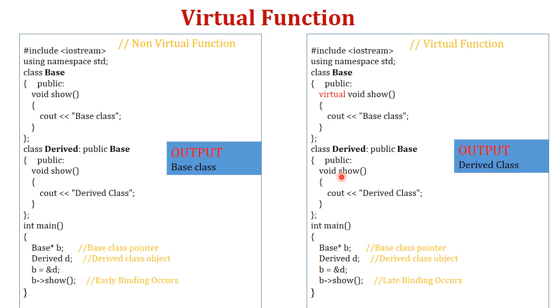Now the derived class will override the base class function. Now the pointer variable is created from the base class, and the derived object is created from the derived class. Now the pointer variable holds the address of the other object. Now again b dot show. Automatically what will happen? The derived class function overrides the base class function. So what is the result now? It will print derived class.